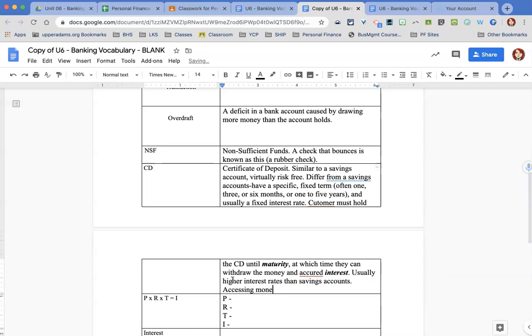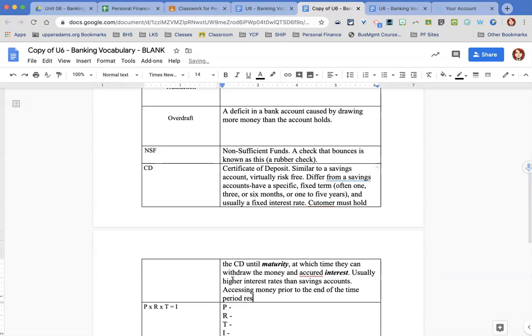And accessing money prior to the end of the time period results in paying a penalty. All right, so accrued, not accrued, accrued. Okay, so that's a CD, certificate of deposit.